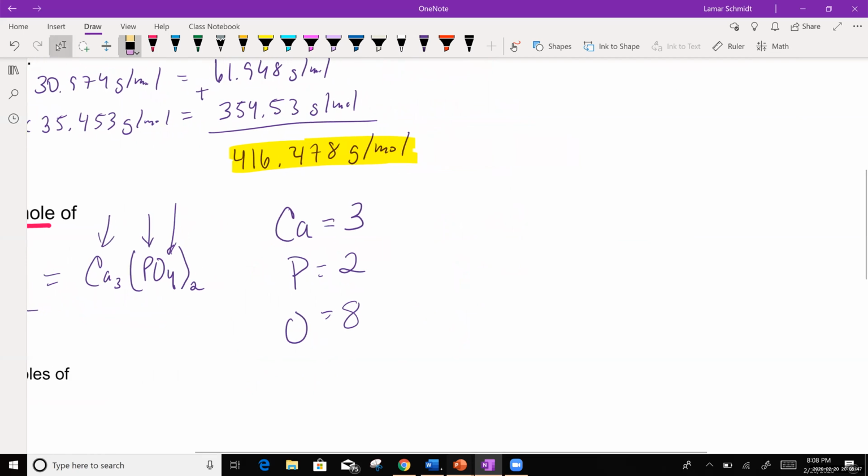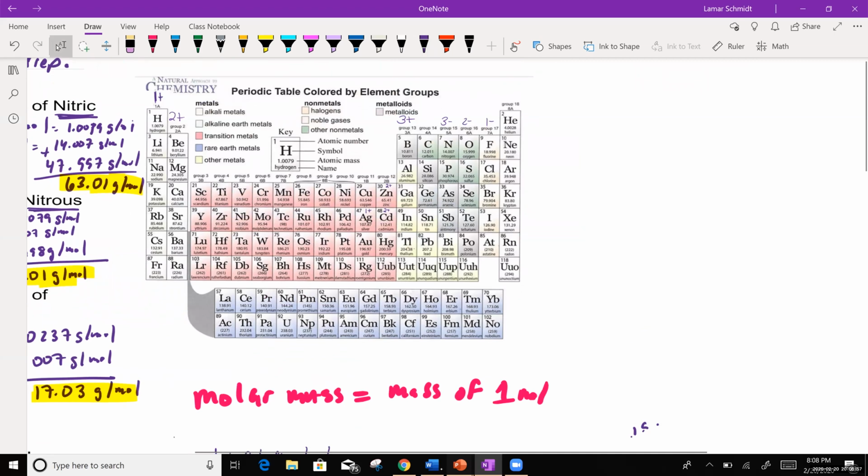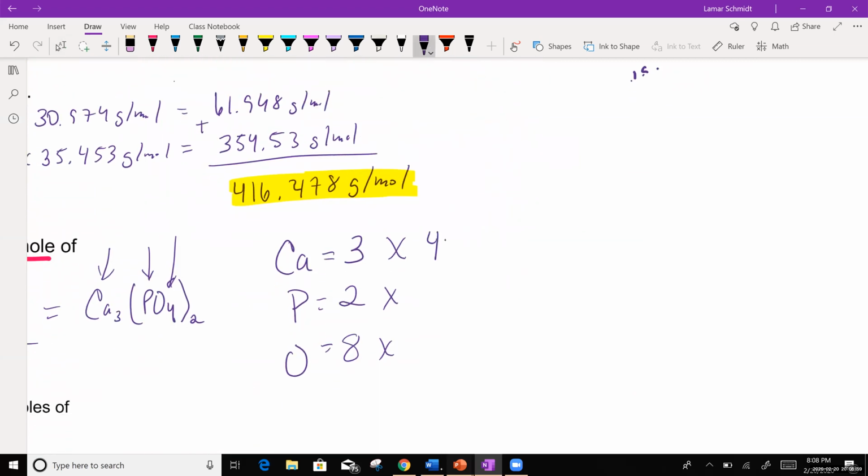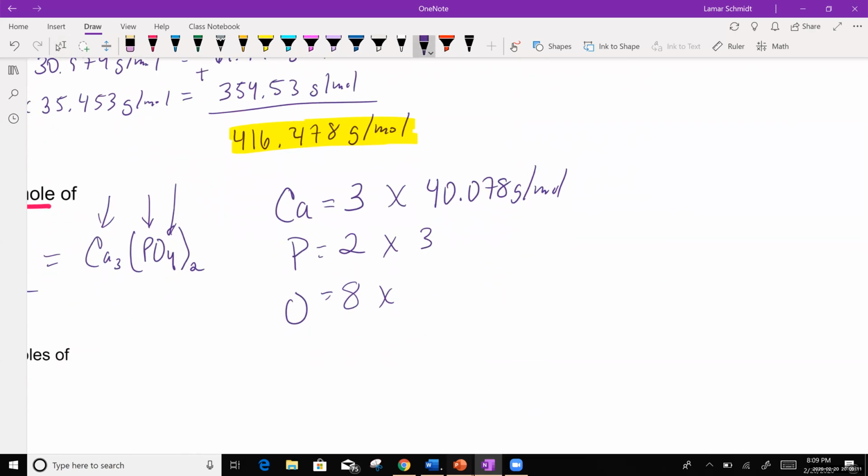So if we look at our periodic table, we can now find the molar mass of all of these. You should see calcium is 40.078 grams per mole. You should see phosphorus is 30.974 grams per mole. And you should see oxygen is 15.999 grams per mole.